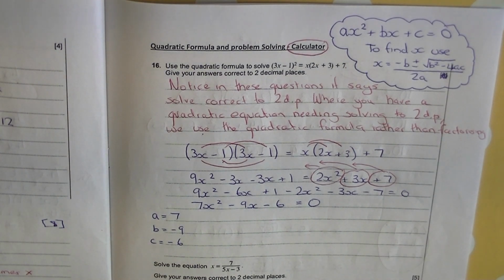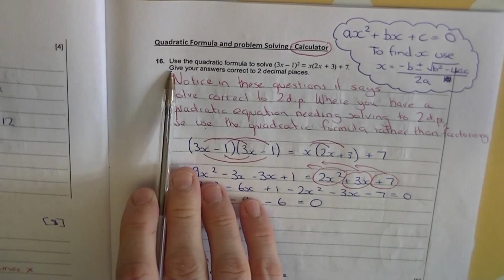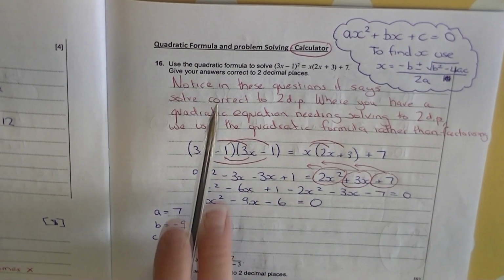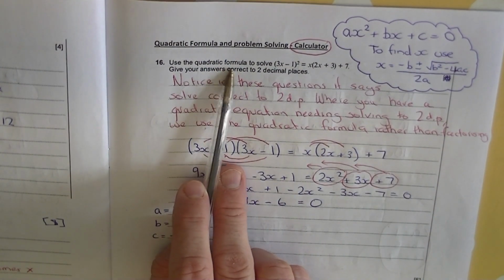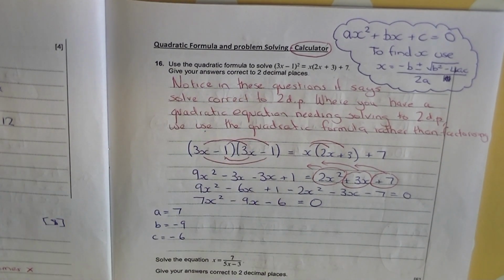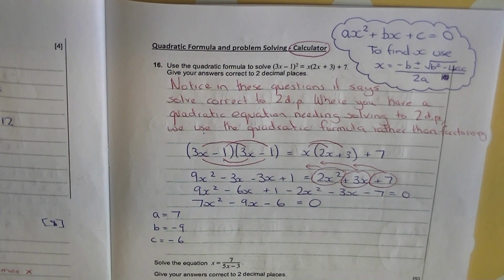Now, we've done loads of factorising of these over the previous parts. This is specific to paper 2, okay, where you're going to end up with a quadratic equation. But there's a nice giveaway here because it actually says use the quadratic formula, which is this. However, if it didn't say that, it may just say solve, but give your answers correct to 2 decimal places. That's your giveaway that we're not factorising here. If we factorise, we're not going to get answers to 2 decimal places. So we're going to need to use the formula.